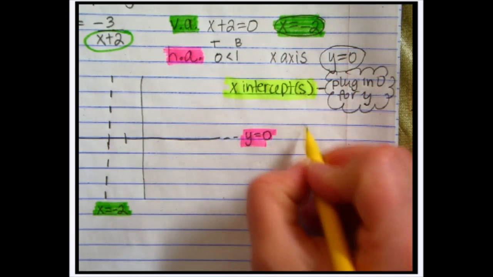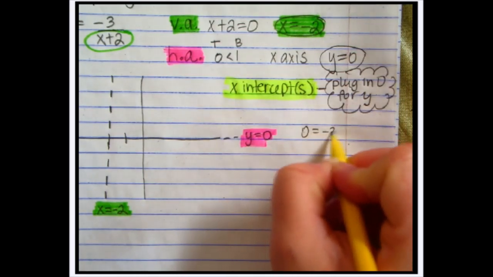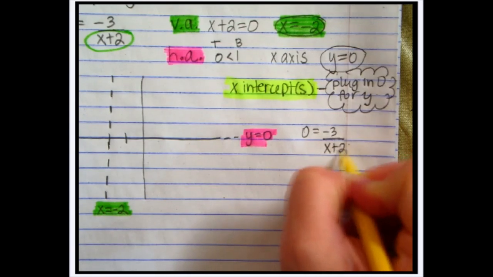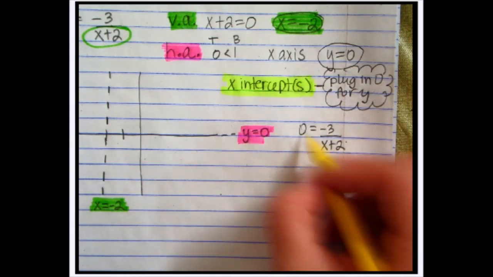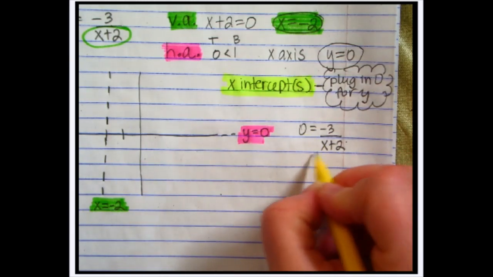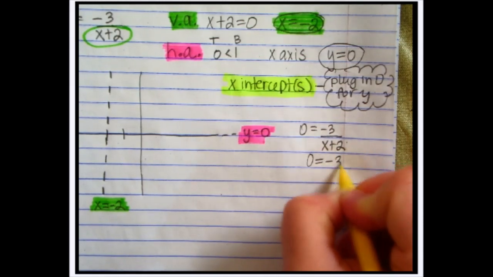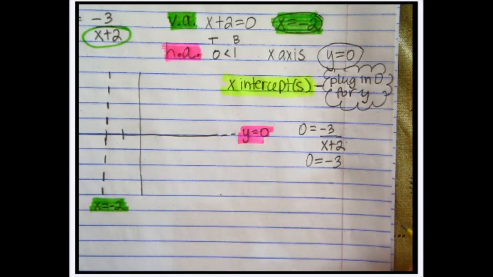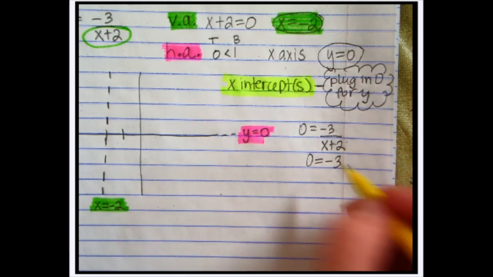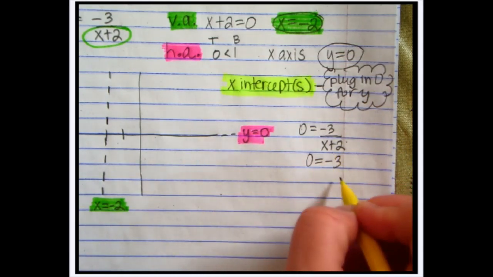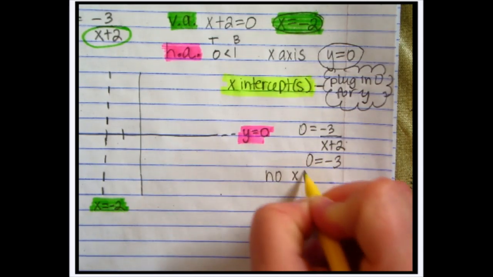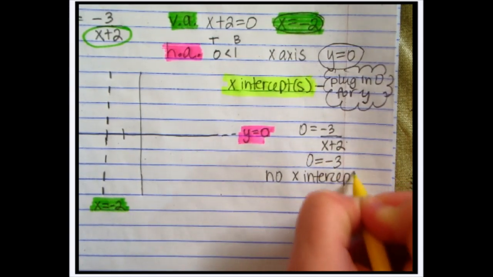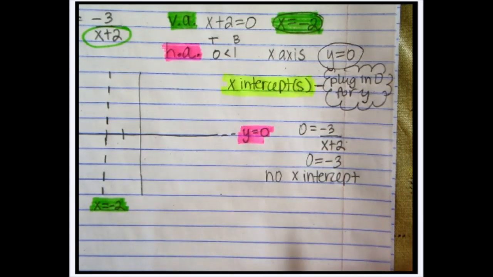And so we get 0 equals -3 over x plus 2. Now, anybody remember what to do here? Here we cross multiply. So 0 times x plus 2 just makes it 0, and we get 0 equals -3. Does that bother anybody? This is a no solution if we were solving the equation, or in this case, that just means that there's no x-intercept. So that didn't help us out any.